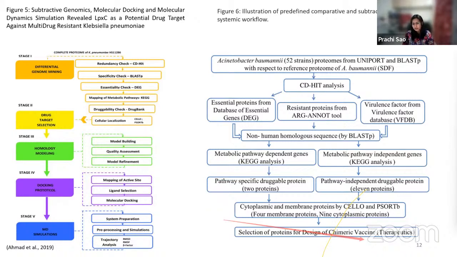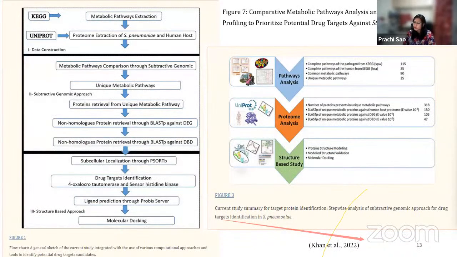So in figure 6, if you look, they have taken 52 strains of the bacteria, and they have done a CD-HIT. So first they have identified the clusters, and then they have done the rest of the studies. So these tools, you can rearrange them according to your need. So it is just one concept and it has been used in various studies. Now, this is also one type of study where they have done the docking studies. So till now I have told how you can rearrange the tools and use the available data.